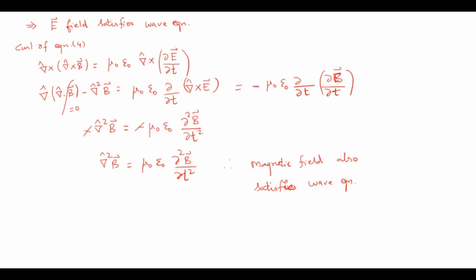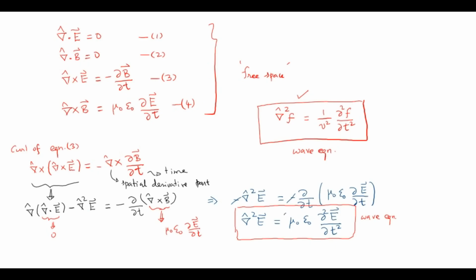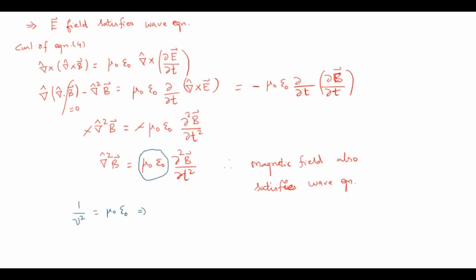Therefore, notice that in both cases you are getting this mu naught epsilon 0 as v square. So 1 by v square is equal to mu naught epsilon 0. It comes in both cases, you can notice here. Okay, so this is identified as 1 by v square. Since it is 1 by v square, let us calculate v: v is equal to 1 by square root of mu naught epsilon 0.